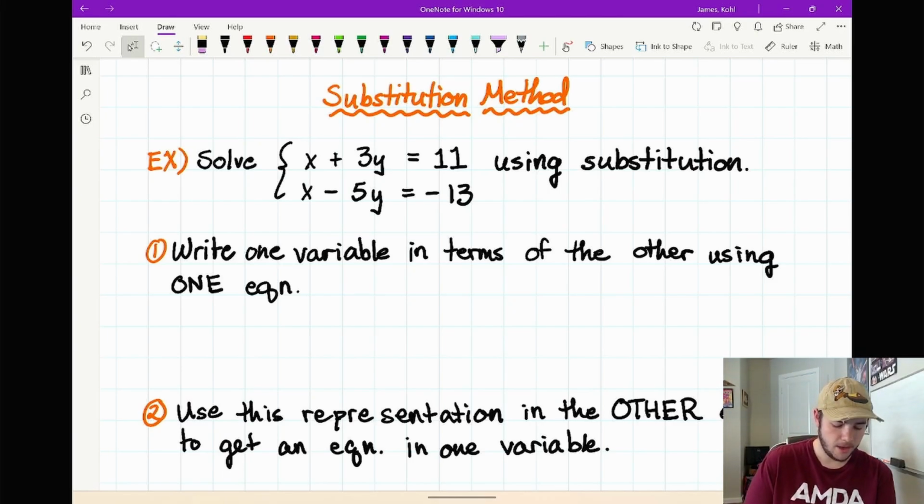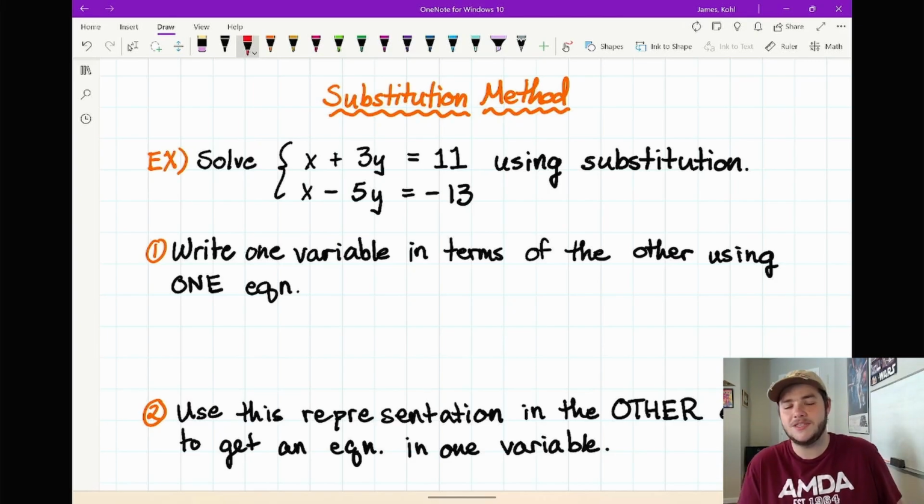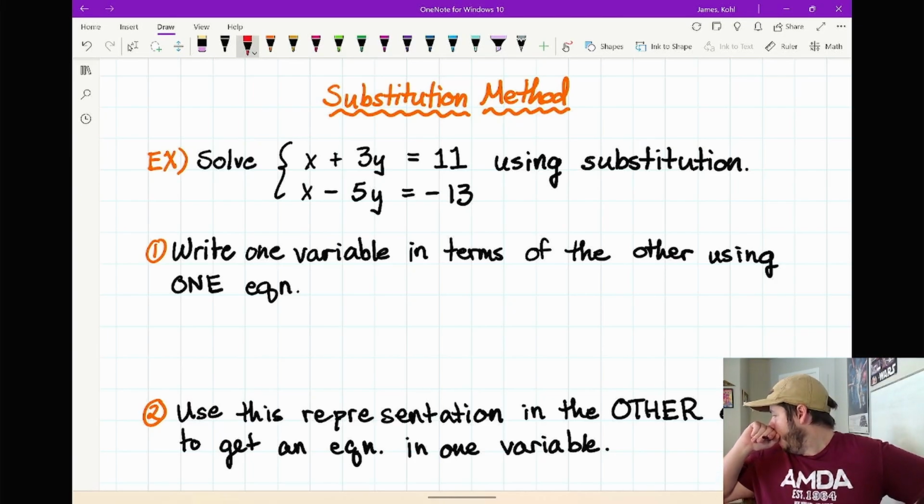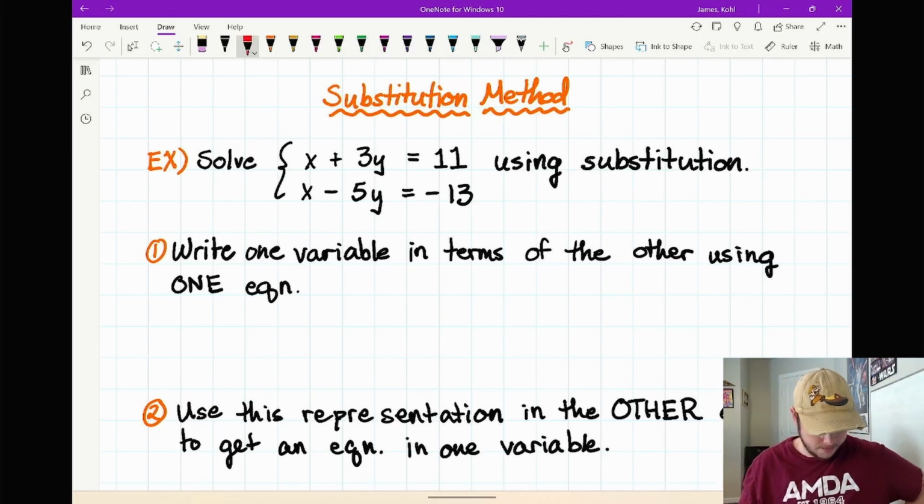So, this is an example of a system of equations. Notice I've just got 2 lines, although neither of them are written in slope-intercept form or point-slope form for that matter. This is what we'd call standard form. So, I'm asking you to solve this system of equations using substitution. How do I do that?